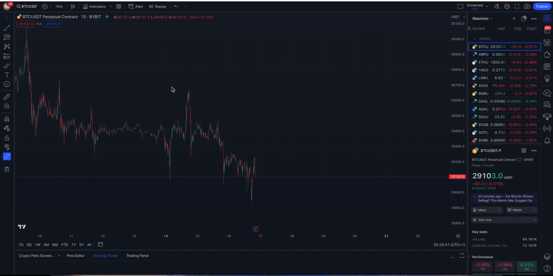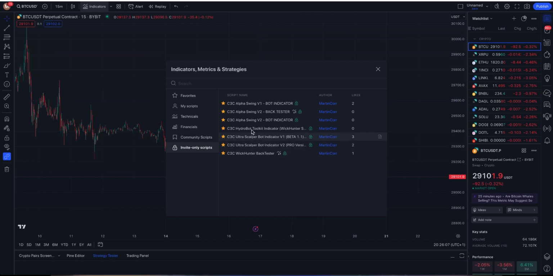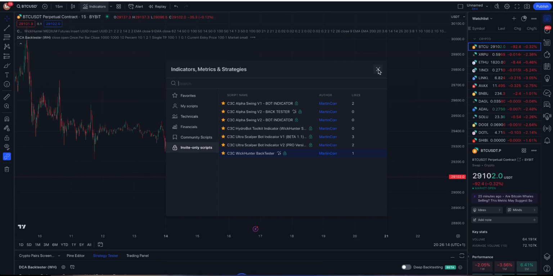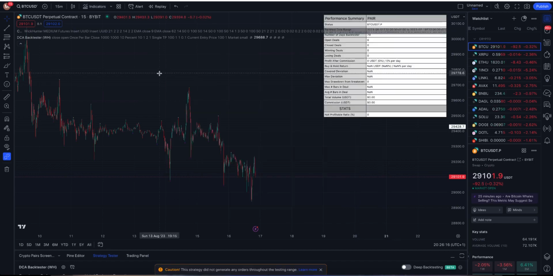Hello everyone, this is going to be a quick video to show you how we find our settings for different coins on the Hydrobot. There might be other ways that people find to do this, but this is the way that we've been doing it. So if we load our indicators on the Hydrobot and the back tester, just give them a second to load up.